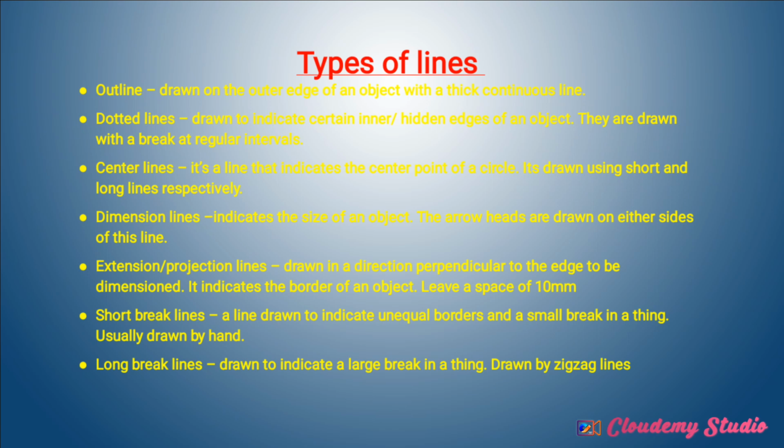Then we have the dimension line. The dimension lines show the extent or the stretch of the object. They always have arrowheads on both ends, which are bolded. So if you draw a line that has no arrowheads, then it ceases to be a dimension line. It can either be an extension line or a projection line. Projection lines are drawn perpendicular to the edge of the object on either side of the object, and they can also indicate the border of an object.